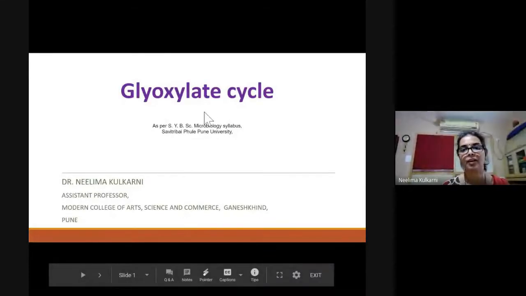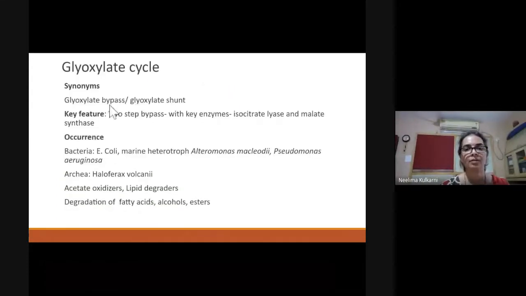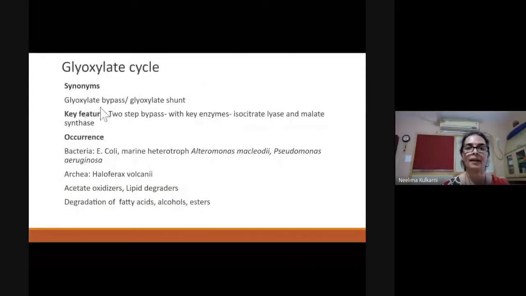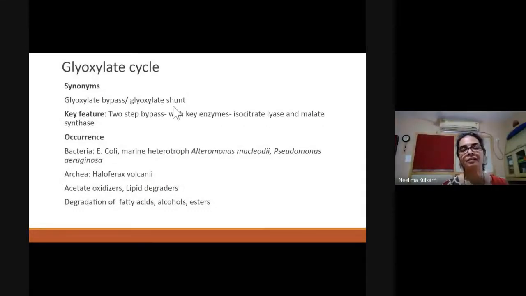The next topic which we are going to discuss is glyoxylate cycle. Glyoxylate cycle is also known as glyoxylate bypass or glyoxylate shunt. I will explain why it is called a shunt when we see the actual cycle in the next slide. It is a modification of TCA cycle.